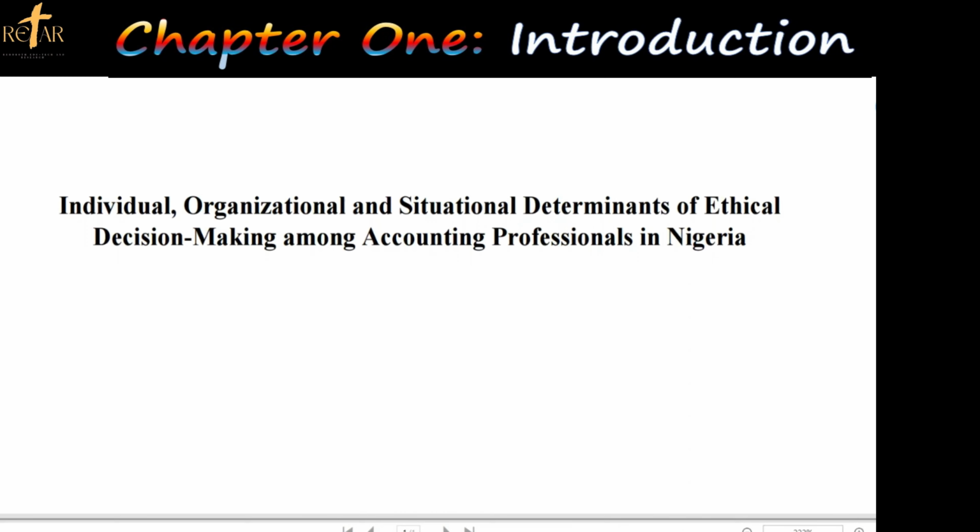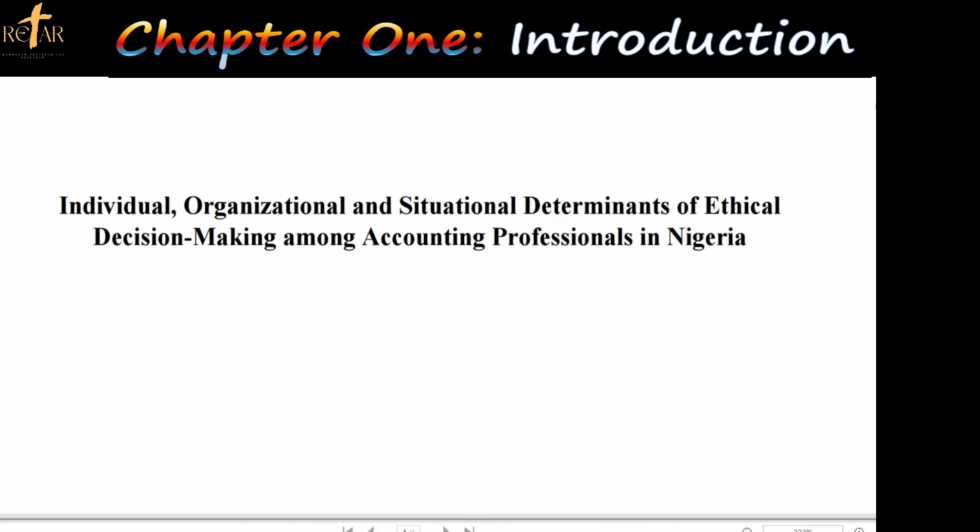You need to talk about the individual factors that are associated with the way accountants come up with decisions. You are not yet discussing the ethical decision itself, because you are building a background. What are the organizational factors that influence accountant decision making? What are the situational factors? So you'll be giving a background, building it around how accountants are very, very important, and why it is important to pay attention to their ethical decision making.